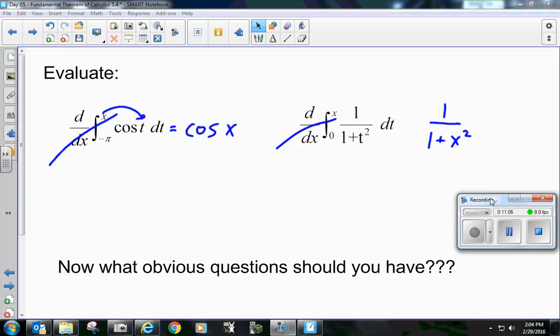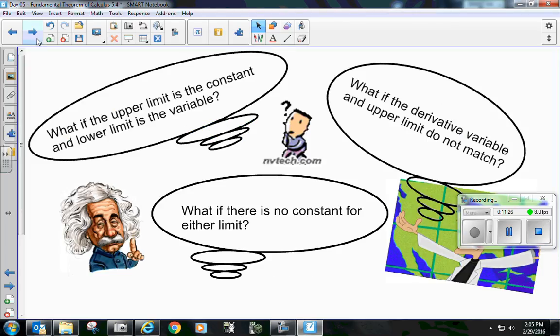So what obvious questions should you have? If looking at this, what are you going to ask me? But what if? Okay, good. That's one of the questions you should ask. Here's one that I come up with. What if the upper limit is the constant, and the lower limit is the variable? By making it negative. Negating the integration flips the bounds, right?